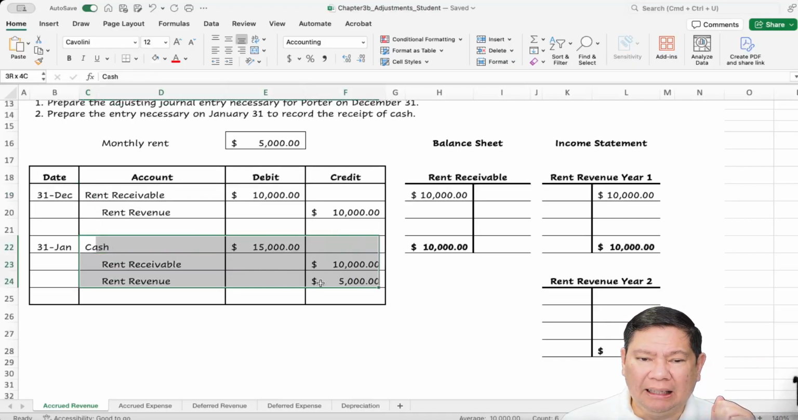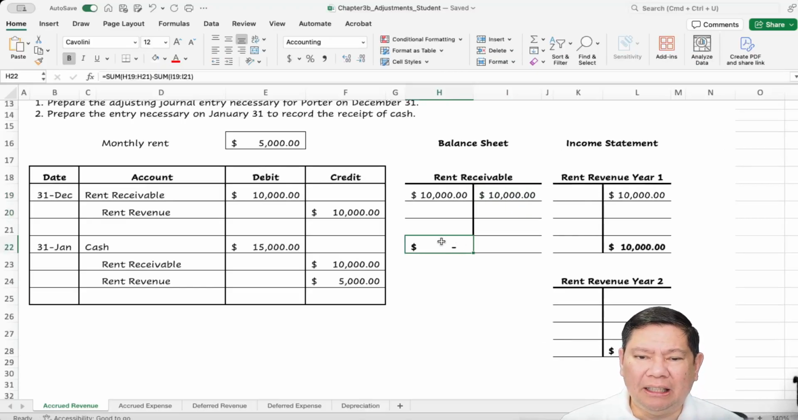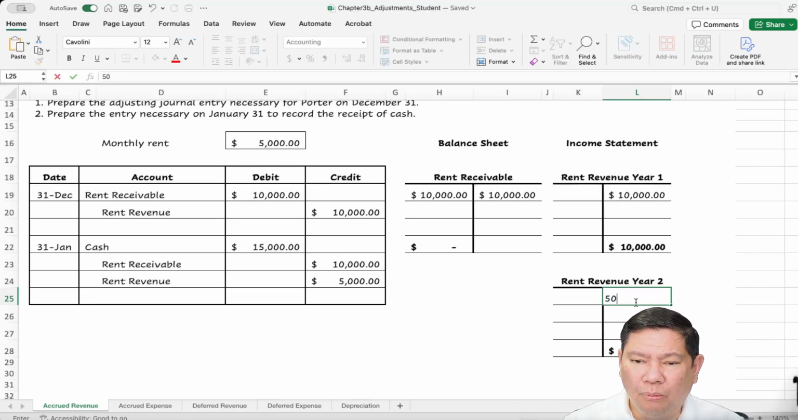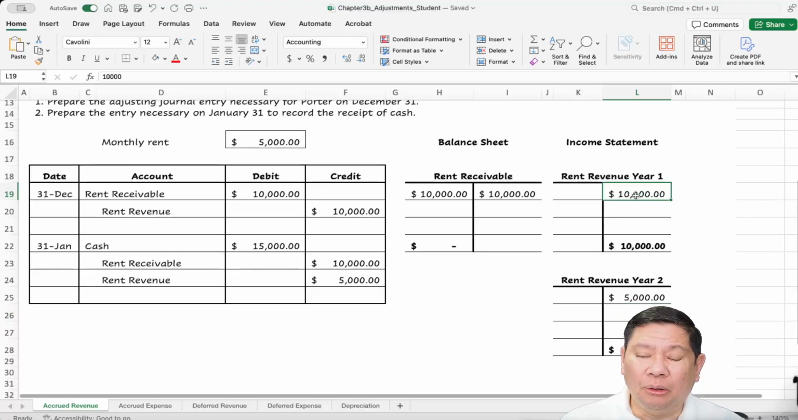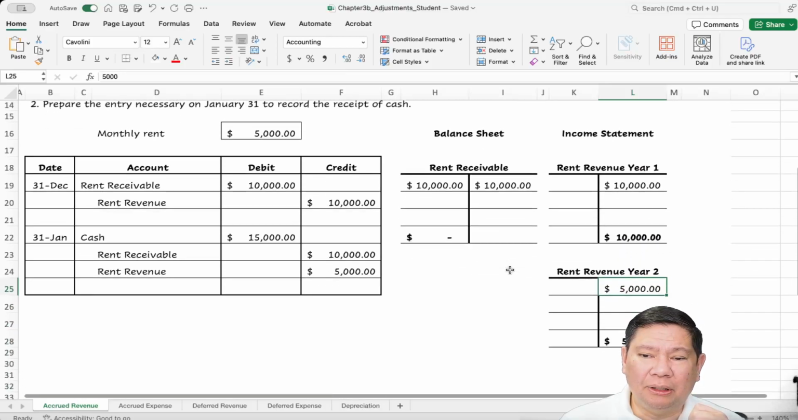So after that last journal entry, rent receivable will go down by $10,000. So now it's zero. And we recognize rent revenue for year 2, which is for January, $5,000, 1 month. So you see that the total is $15,000, but the $10,000 must be recognized in year 1, and the $5,000 will be recognized in year 2. So that's an adjusting entry for accrued revenues.